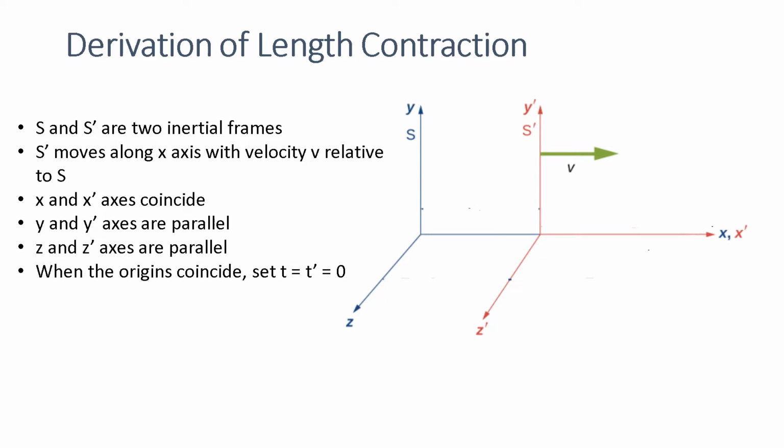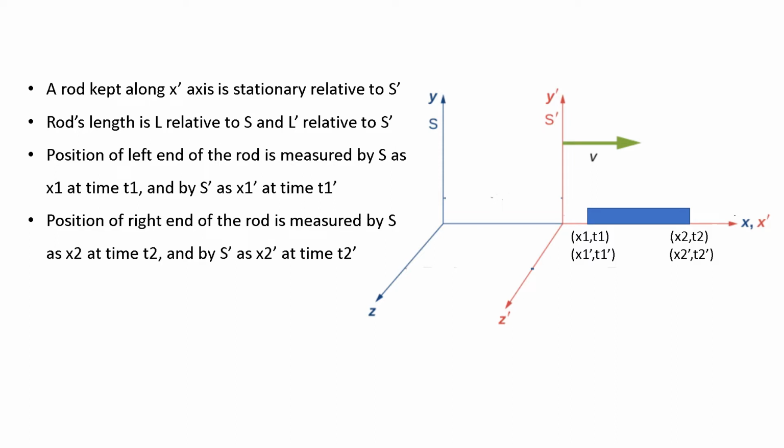S prime is moving along x-axis with velocity v relative to frame S. X and x prime axes coincide, y and y prime axes are parallel, z and z prime axes are parallel. When the origins of the frames coincide, then set their clock readings to 0. The rod is kept along x or x prime axis.